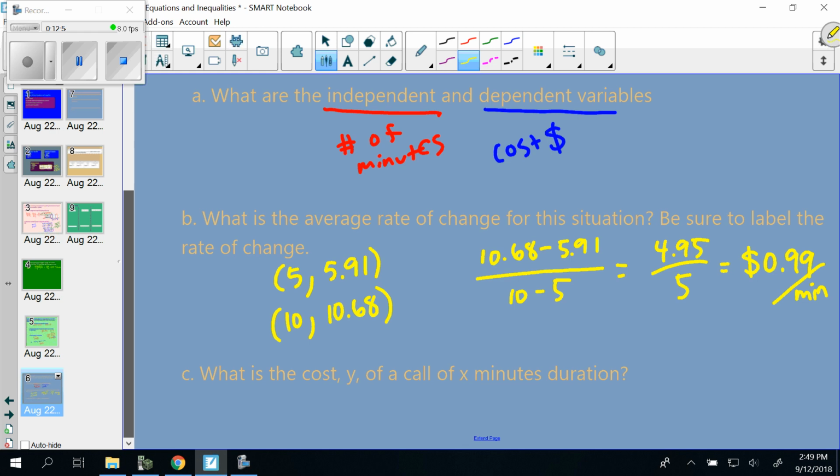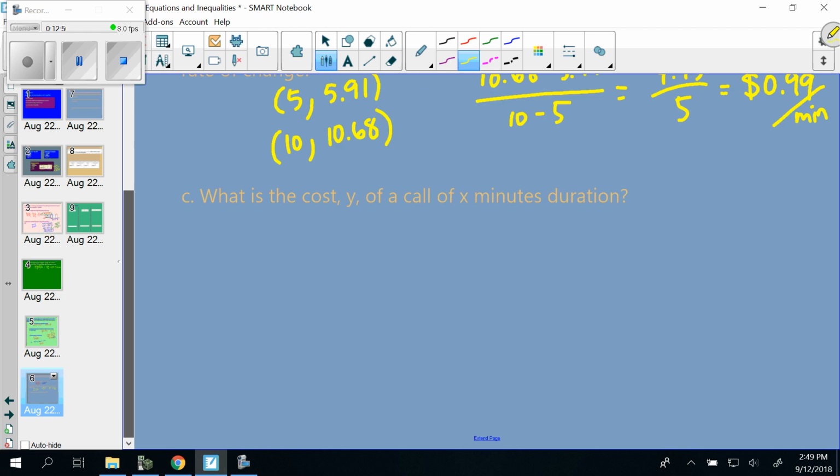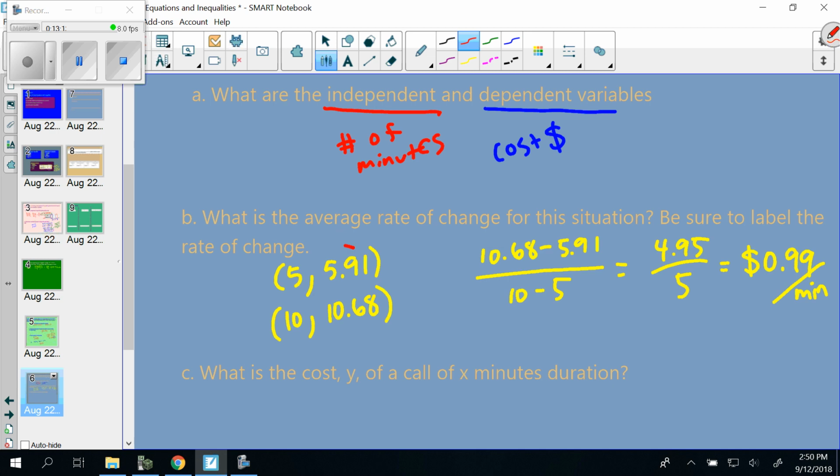Okay, part C. Now they want us to figure out what is the cost y of a call of x minutes during this duration. So if you wanted to come up with an equation that would tell you the cost at any amount of time, what would that be? Here's where we come up with an equation again. Pick one of these 2 points. It doesn't matter which one. I'm going to pick that one. We got our slope here. Use point slope to figure that out.